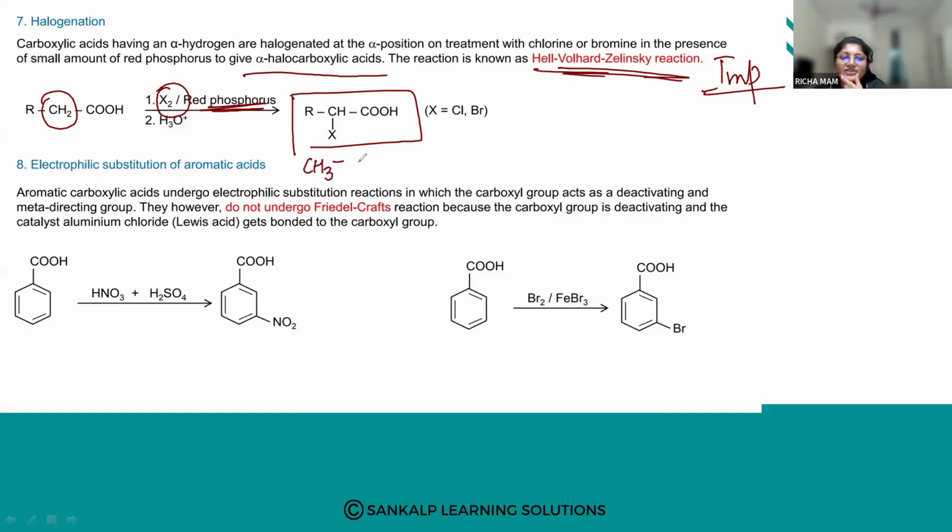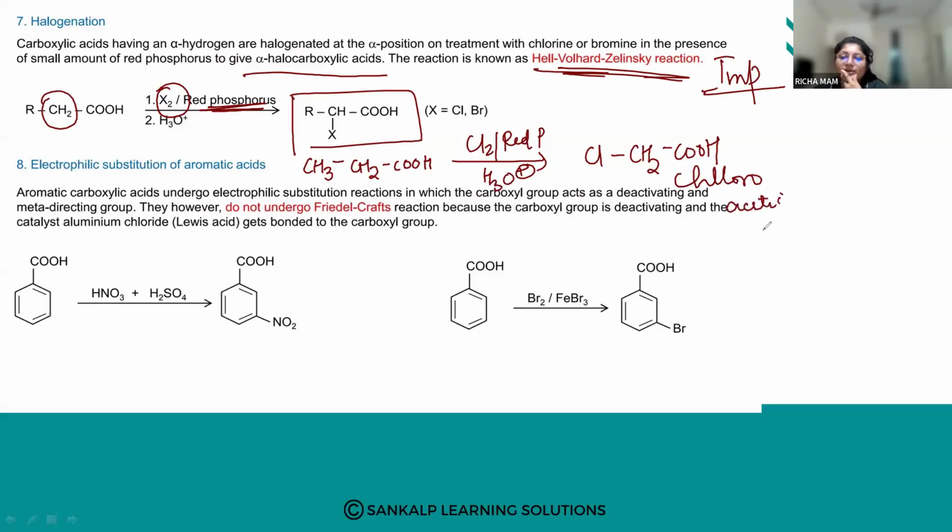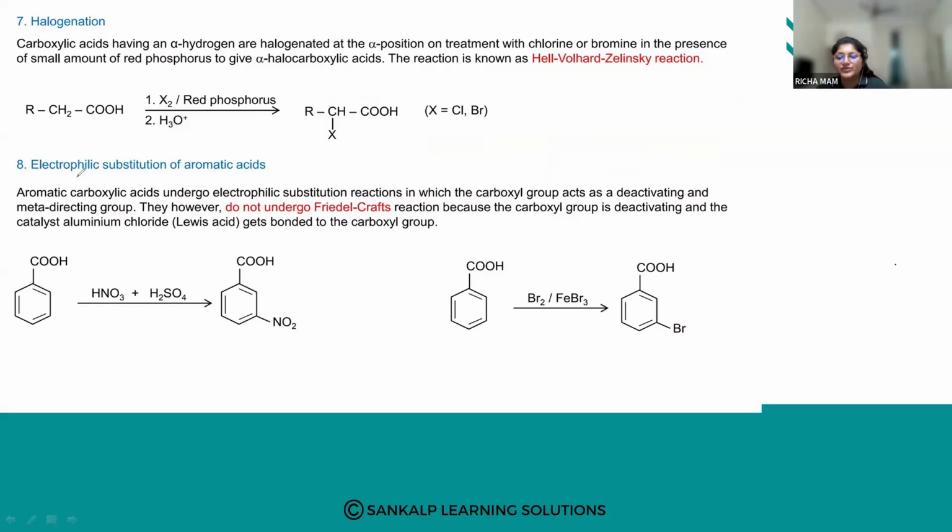So if I take R as CH3, it will be CH3CH2COOH. In the presence of Cl2 and red phosphorus, followed by acid hydrolysis, what am I going to get? I am going to get ClCH2COOH. So what is that? I'm going to get chloroacetic acid. Is it clear? Okay.